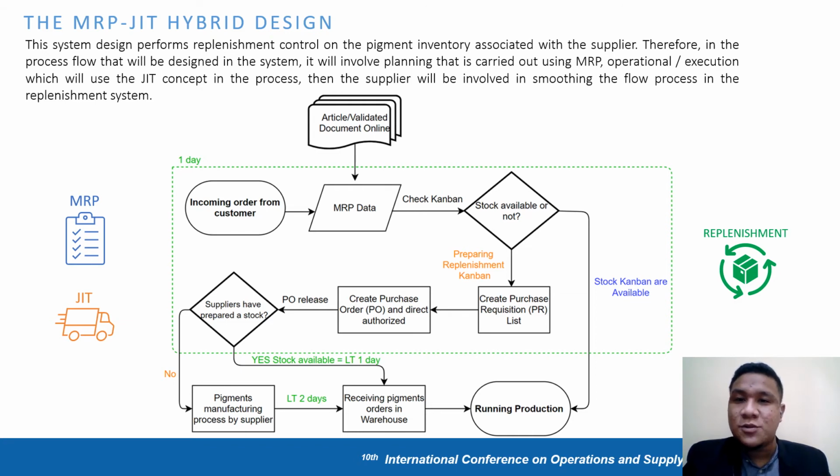With this process, the supplier can prepare buffer stock of the pigment according to the forecast that we already shared before, and it only takes 1 day until the replenishment of the pigment containers. So the result is a shorter lead time from 6 days to only 2 days, and it reduces the potential for stock out or late arrival of pigment.